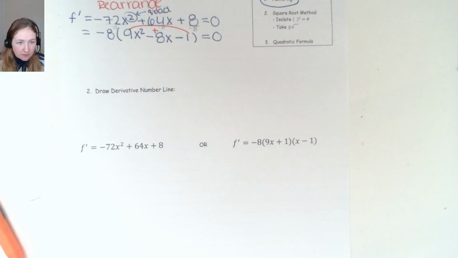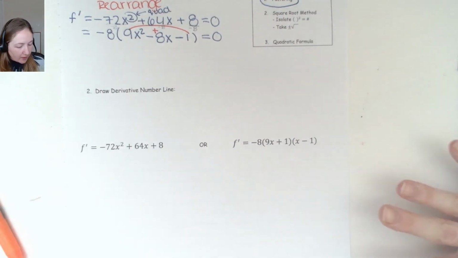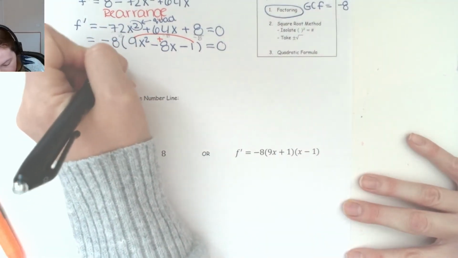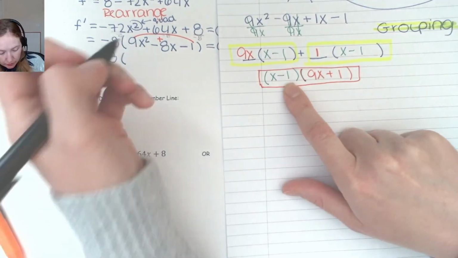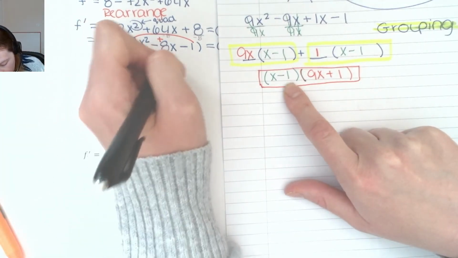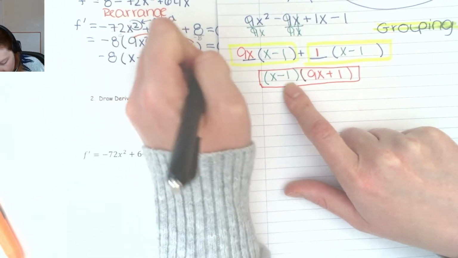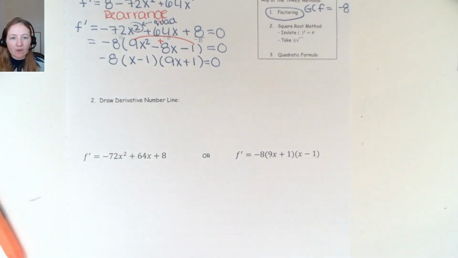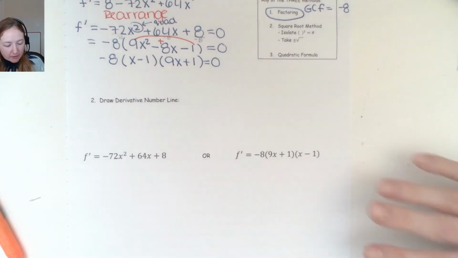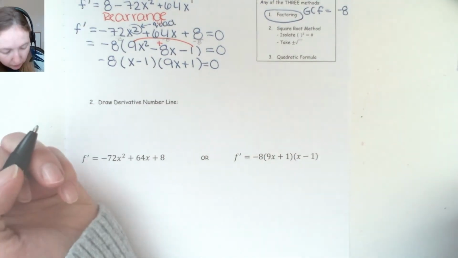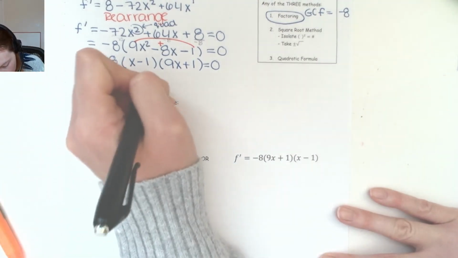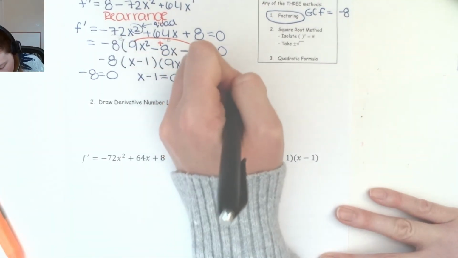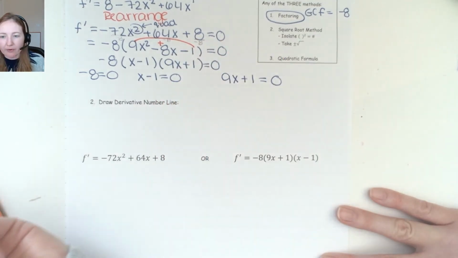I really like doing that off to the side because that's a lot of mental energy to go through. Then I come back and I say, okay, this is -8, and this factor I was successfully able to factor as x minus 1 and 9x plus 1 is equal to 0. Now that it's factored, I'm simply going to set each factor equal to 0. So I'll have -8 equal to 0, x minus 1 equal to 0, and 9x plus 1 equal to 0.